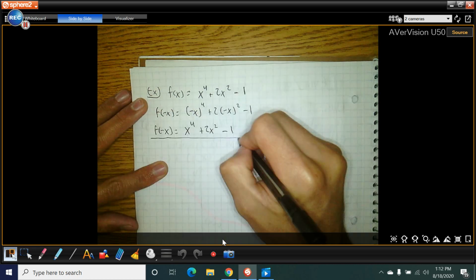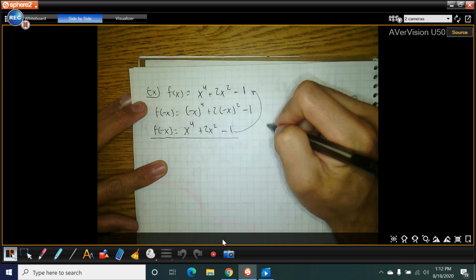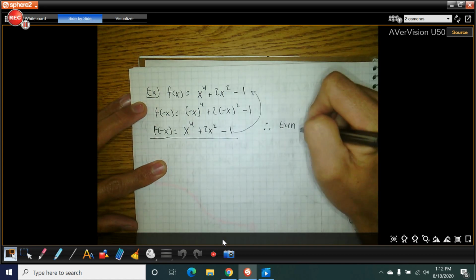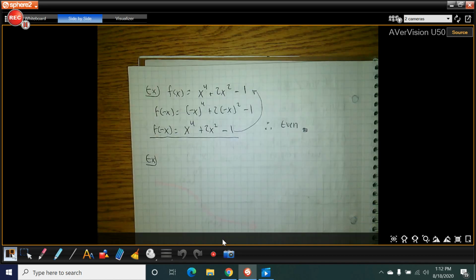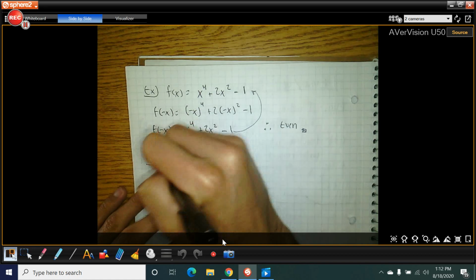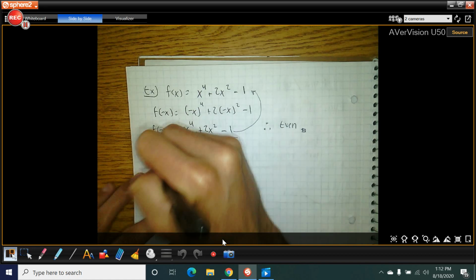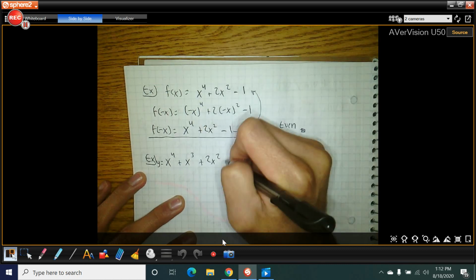Notice how the evaluation gave you back exactly what you started with. Therefore, this would be considered an even function. Okay, one last one. Let's say we have y equals x to the fourth plus x to the third plus 2x squared minus 1.